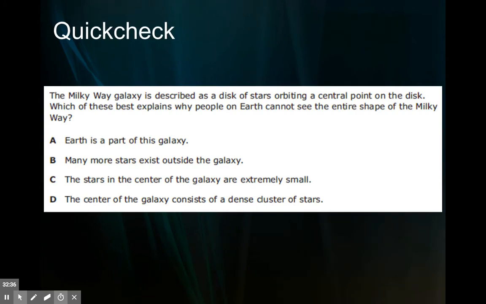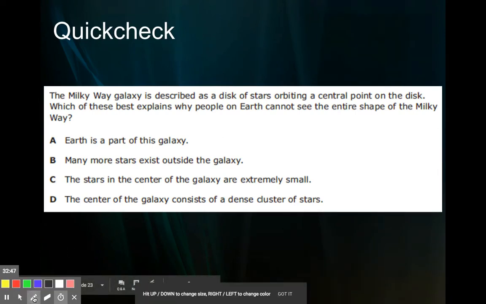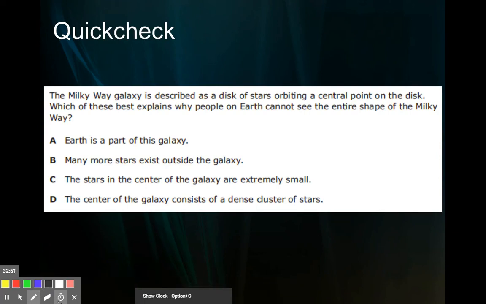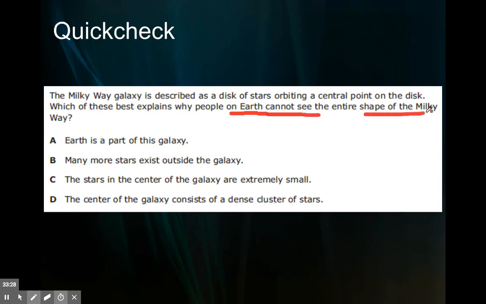So I'm going to answer this question using a process called Think Aloud. That is where I actually share how, or you will share how, you answer this question. I'm going to get one of my little pencils here, and I'll just use red. I'll start by reading the question, and then you can see if you got it right. The Milky Way galaxy is described as a disk of stars orbiting a central point on the disk. Doesn't matter. That's cool and all, but that's not an important part of the question. Which of these best explains why people on Earth cannot see the shape of the Milky Way?